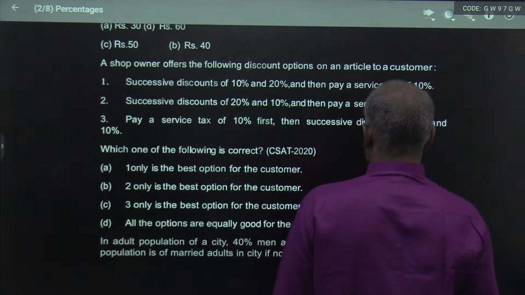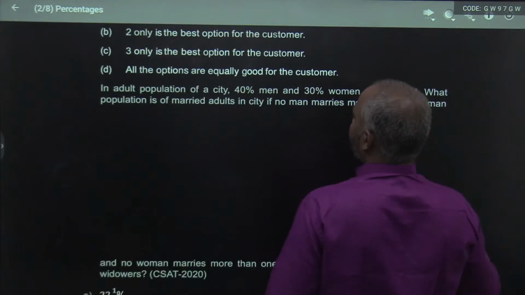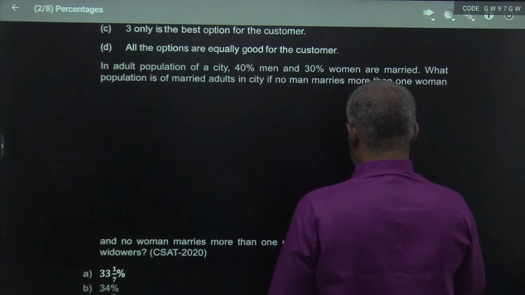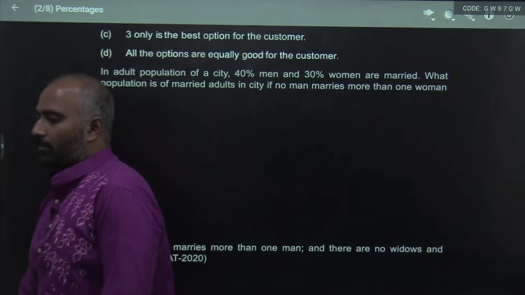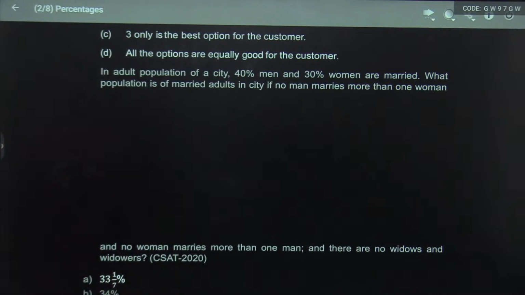Okay. Next one. In an adult population of a city, 40% men and 30% women are married.